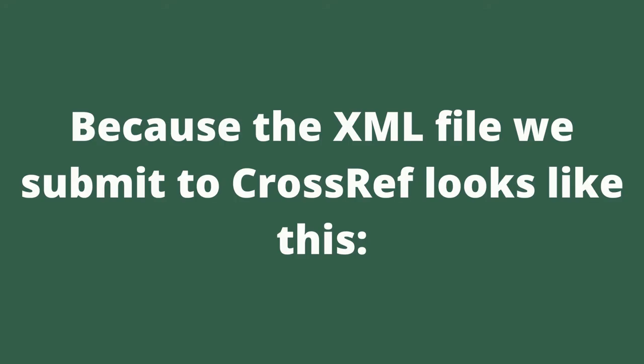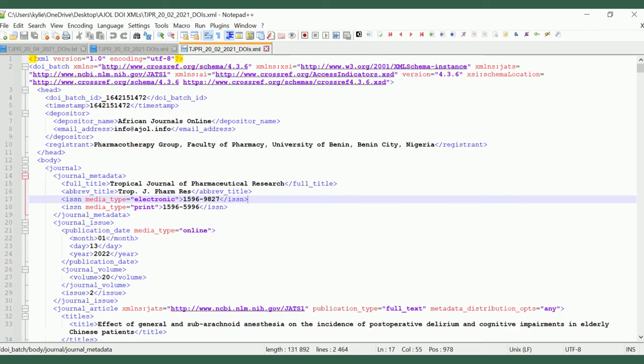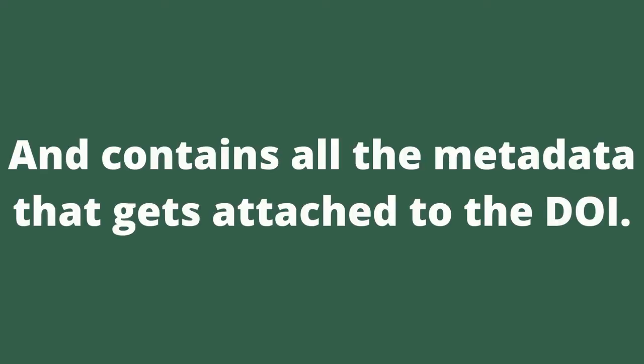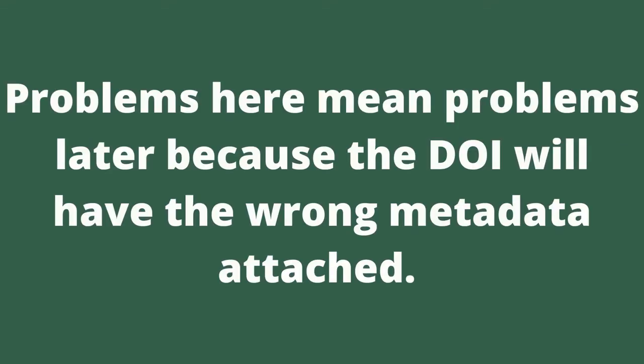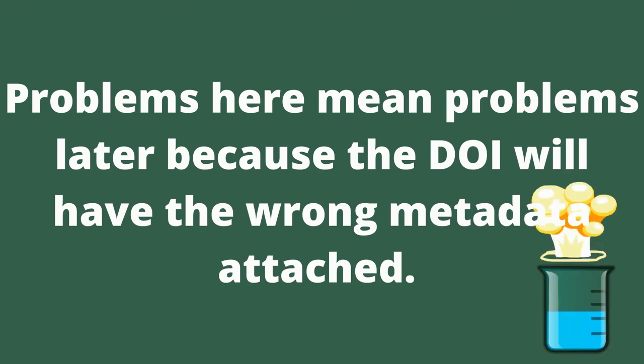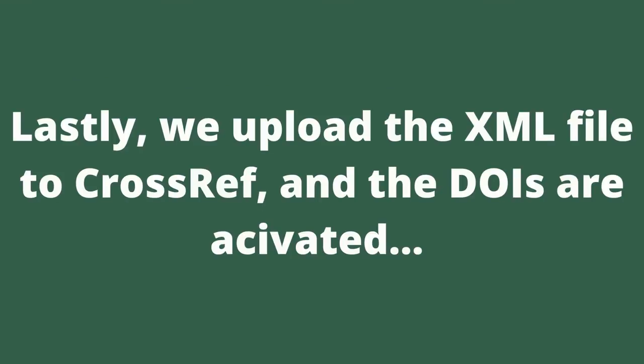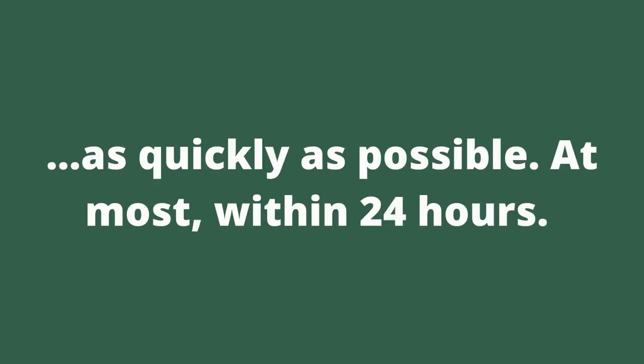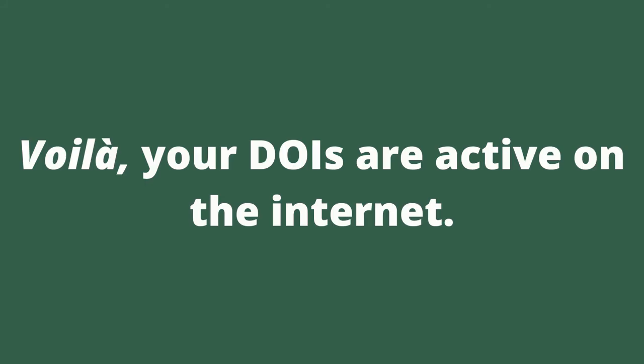Because the next thing that happens is this XML file, which looks like that. We check those manually. And this is the metadata that gets attached to the DOI. If there is a mistake there, wrong name, wrong number, it means problems later because the DOI will have the wrong metadata attached. And then lastly, that file is uploaded to Crossref, and then the DOIs are activated as quickly as possible, usually at most within 24 hours, but faster than that most of the time. Voila! Your DOIs are active on the internet.